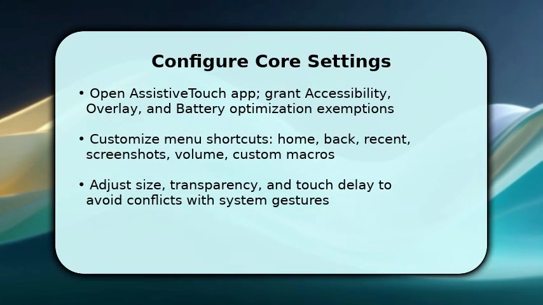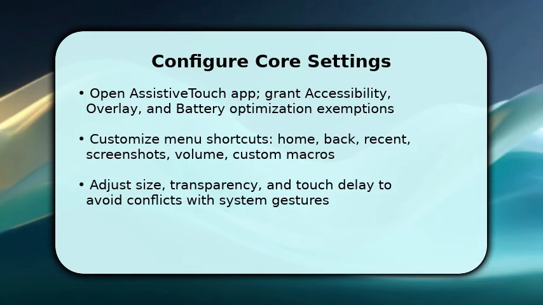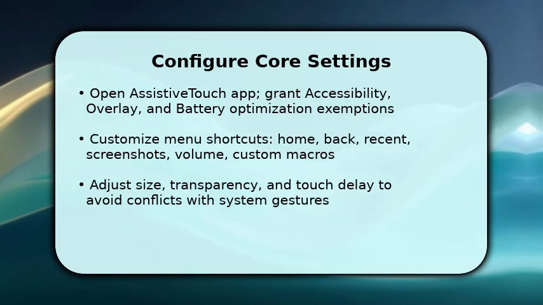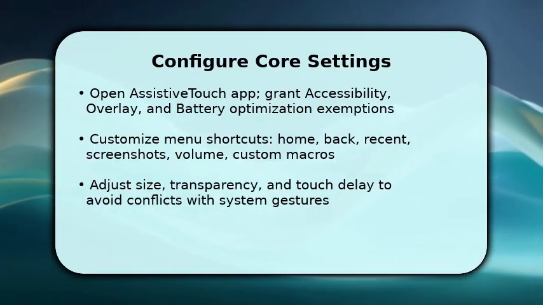Now you configure the app's core behavior so it integrates with your phone. Open Assistivetouch and explicitly grant accessibility and overlay permissions, then exempt it from battery optimizations. Otherwise, the OS may kill the service.